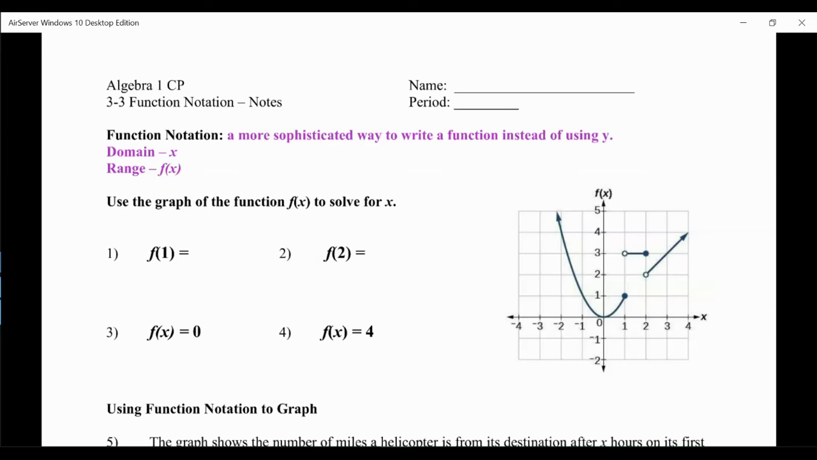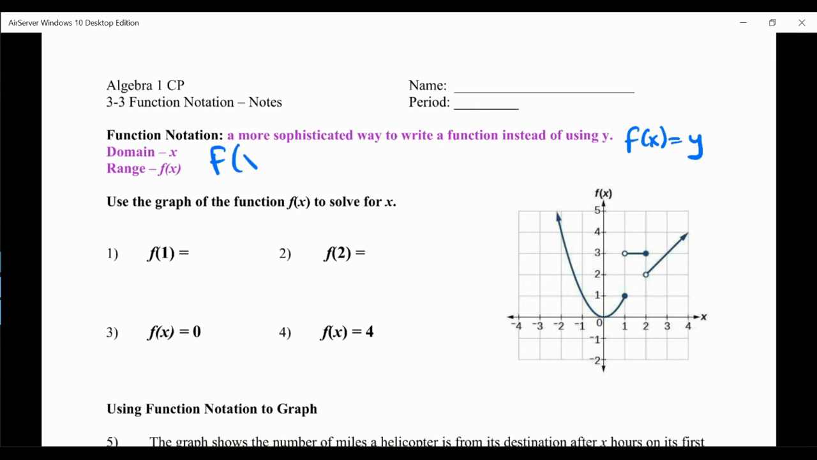These are the notes for 3-3 on function notation. Function notation is just a more sophisticated way to write a function instead of using y. So one thing to remember is that f of x equals y. The domain is still all of the x values, that's going to be whatever's in parentheses. And the range is all of the f of x values, all of those y values.